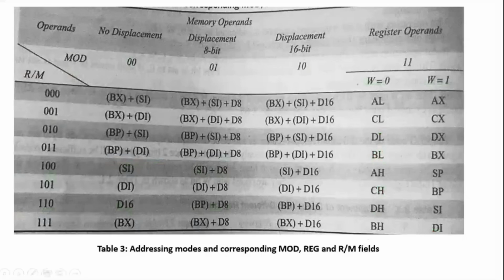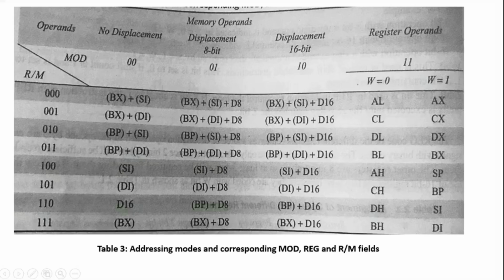So see here. The R/M value is here, MOD is here. MOD 00 indicates there is no displacement, but it is a memory mode. For 01, there is a displacement of 8 bits. A displacement of 16 bits is 10. Now register operands are there, 11, with W equal to 0 and W equal to 1, and the corresponding registers are mentioned here. Let's say that I'm operating on register operands. That means my MOD is 11, so all the no-displacement cases are not going to be considered.